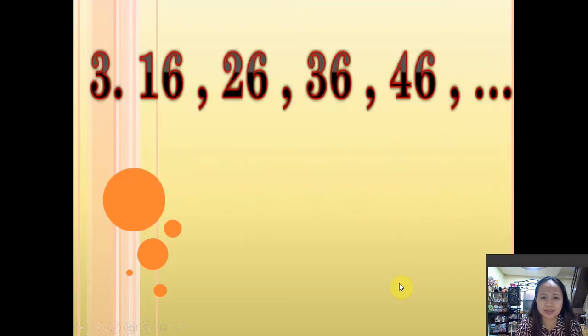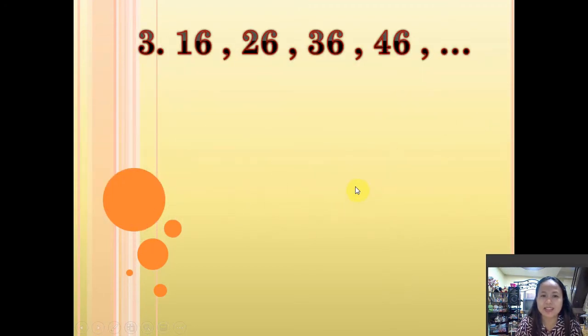Okay. For the third example, number 3, terms are 16, 26, 36, and 46. Now, what is our first term? That is 16. A sub 1. Take note, first term is denoted by A sub 1. And the number that will come first is always the first term.